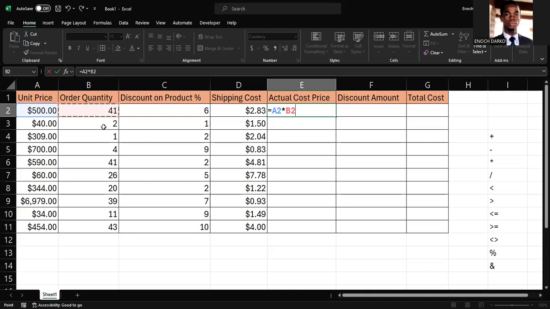So you see that after I type A2, A2 has been highlighted. I type B2, B2 has been highlighted. So let's press enter. After pressing enter, you see that it calculates the total cost that we are supposed to pay initially.